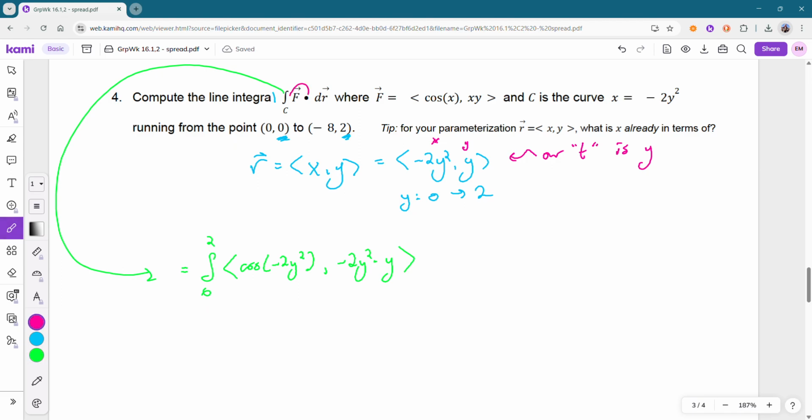And so there's our F vector field, and we're dotting that with our differential dr, and the dr differential comes from r prime dt, where r prime is the derivative of our parameterization with respect to our parameter. So here, r prime, taking the derivative with respect to y, gives us negative 4y, 1. That's coming from the derivative of our parameterization here, and so that's what gets plopped in right here. R prime is negative 4y, 1.